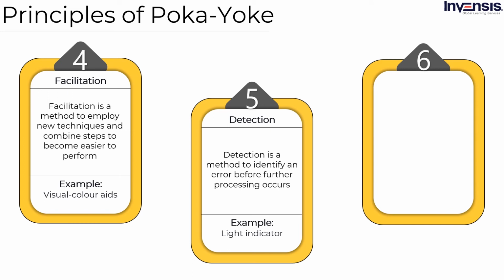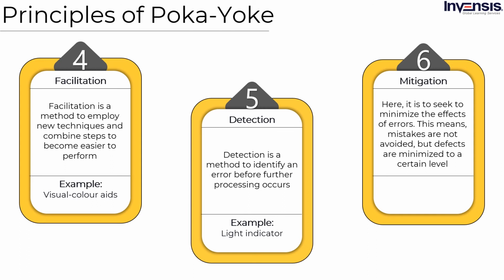And the last principle is mitigation. Here, it is to seek to minimize the effects of errors. This means mistakes are not avoided, but defects are minimized to a certain level. An example would be a stabilizer so that the machinery is protected from high/low voltage fluctuations.